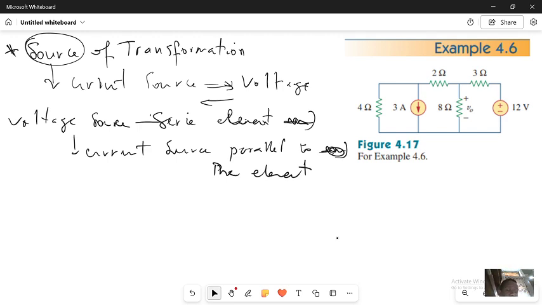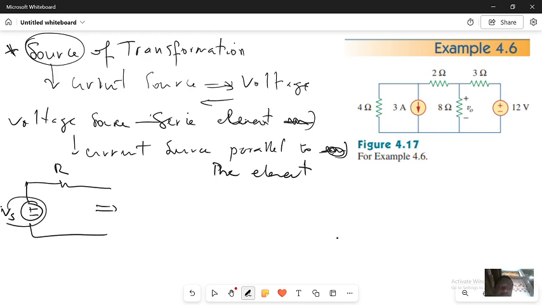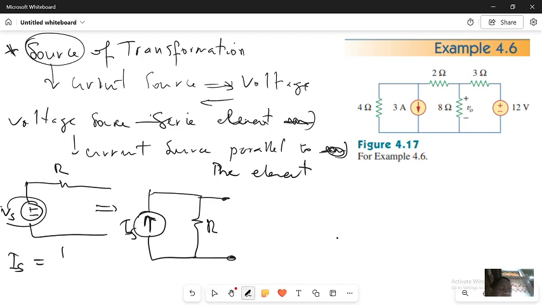How? Let's say, for example, I have this voltage source Vs, which is in series with the resistor R. Since the voltage source is in series with the resistor R, it is going to be transformed to a current source, which will be in parallel with the resistor R. This is going to be Is. So how do we determine the value of Is? The value of Is is determined by Ohm's law, Vs divided by R.